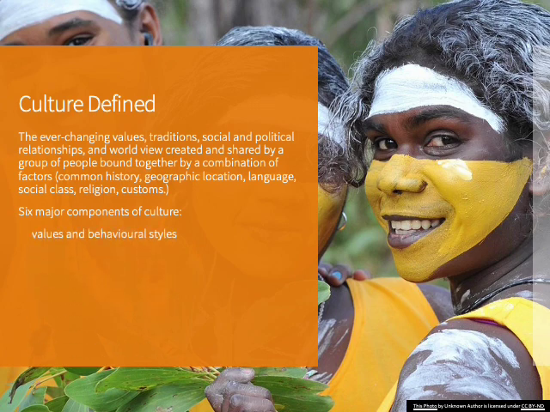6 major components of culture. So we're looking at the values and behavioural styles. So that's what you hold dear, and then the way that you act and implement those. The language and the dialects, so that could be literally the language that you speak, but often even the slang that we use here in WA compared to over in the East, or things that we talk about in Australia compared to other countries around the world.